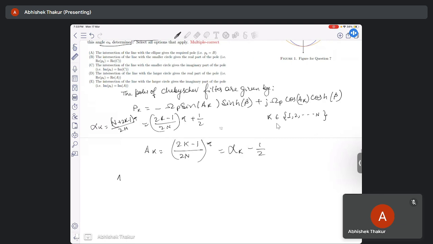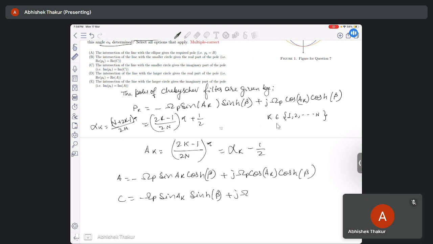And we can also see that A is equal to minus omega p sine ak cosh beta plus j omega p cos ak cosh beta, and C is equal to minus omega p sine ak sinh beta plus j omega p cos ak sinh beta.